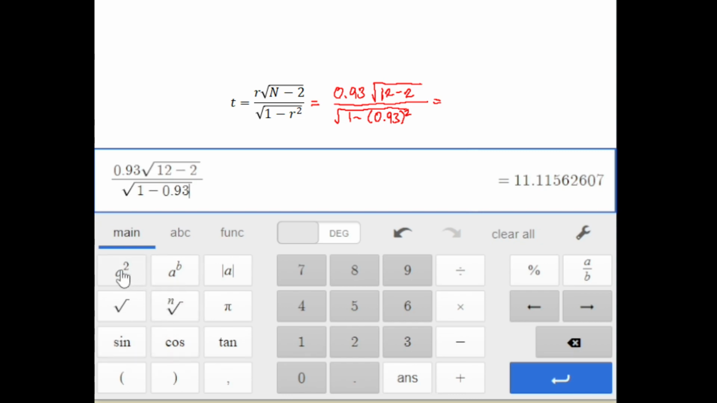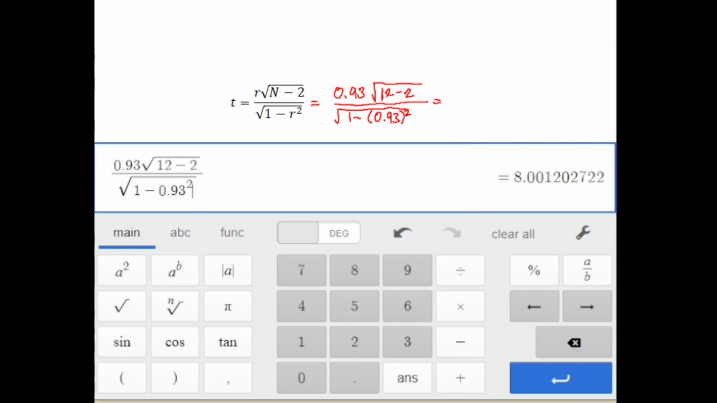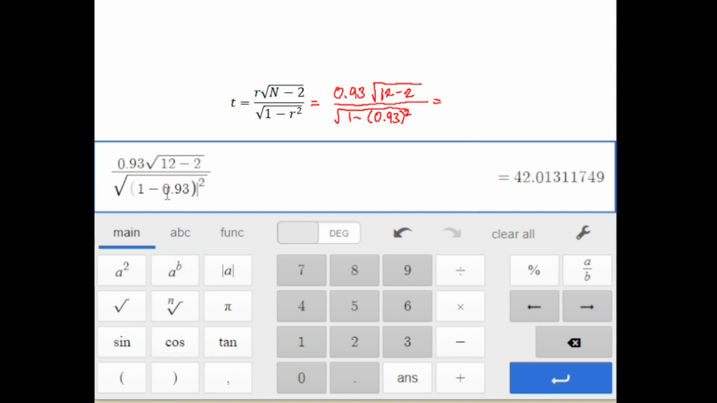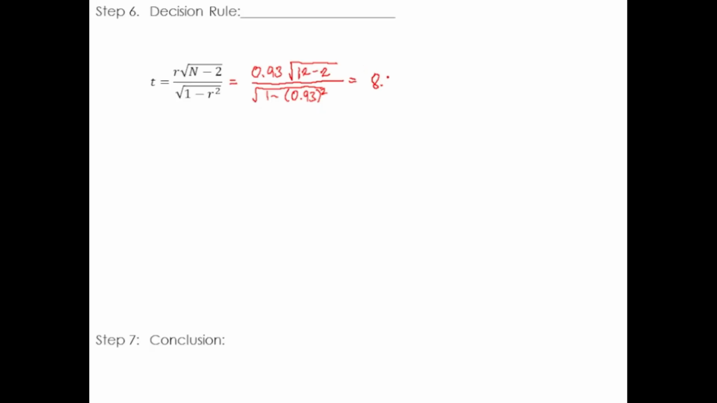Sir, you might ask, why is there no parenthesis? Don't you worry, it's the same. 0.93 squared with parenthesis. Take a look, for example, I loaded this. They were the same: 8.0012027722. So when we round this off to 2 decimal places, the answer is 8.00 or simply 8.